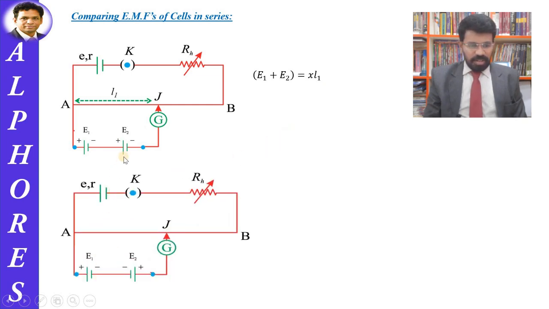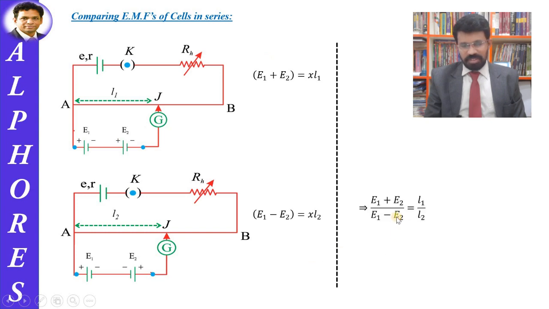Similarly, now I'll connect one cell wrongly like this. The negative terminal is connected to the negative terminal of another cell. So here, if E1 is greater than E2, the effective EMF will be E1 minus E2. Let us say the balancing length is L2. So E1 minus E2 can be written as X into L2. If I divide these two equations, I get E1 plus E2 by E1 minus E2 equal to L1 by L2. And further, if it is reduced, E1 by E2 comes out to be L1 plus L2 by L1 minus L2. So this is how you can compare cells in different configurations in the circuit.